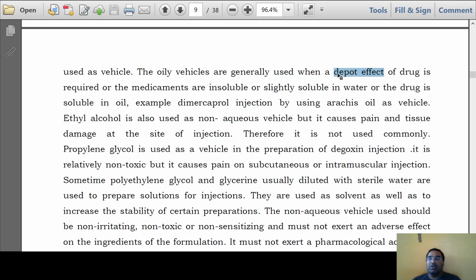The oily vehicles are generally used when a depot effect of the drug is required or the medicaments are insoluble or slightly soluble in water. Obviously, when the medicament is insoluble or slightly soluble in water, at that time you can go for oily vehicles, or the drug is soluble in oil. For example, dimercaprol injection uses arachis oil as a vehicle. If the drug is insoluble in an aqueous vehicle, then an oily or non-aqueous vehicle can be used.